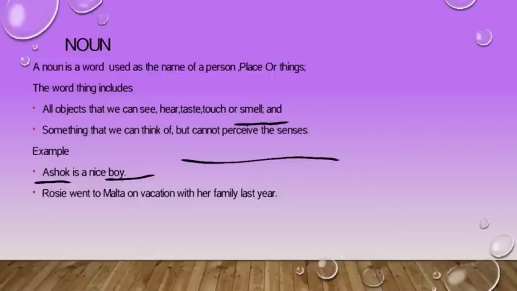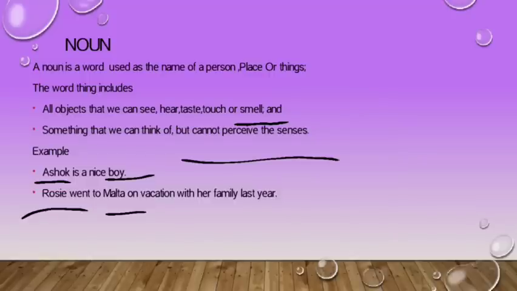Our second example is: Rosie went to Malta on vacation with her family last year. Can you identify all the nouns in the sentence? Yes, the first noun is Rosie. Rosie is the name of a person. The second noun is Malta. Malta is the name of a place. It's actually a small little island country in Europe.